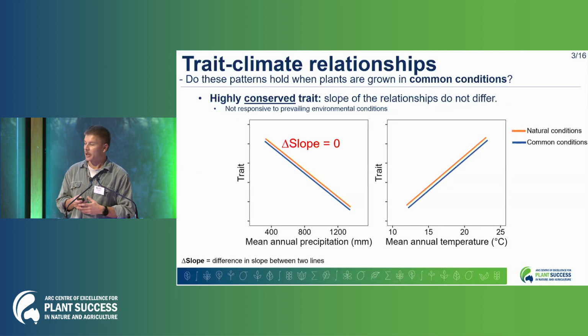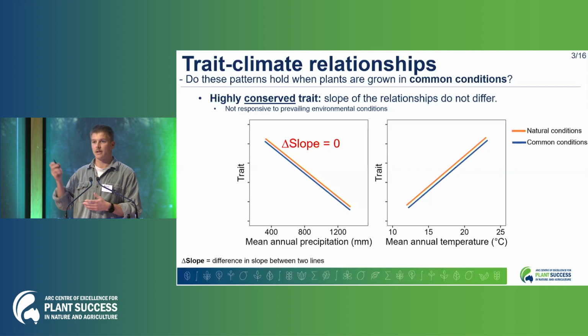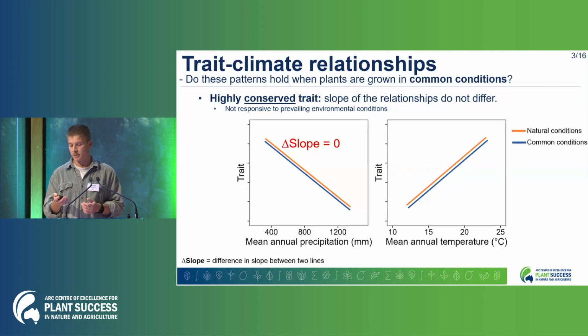In this example here, I'm showing an example of a highly conserved trait. This is a trait that is not responsive to those new conditions that it's growing in. This means that its relationship with the climate doesn't differ, and that means that these slopes are the same. So we'd say that the difference between these, or the delta slope, is 0.